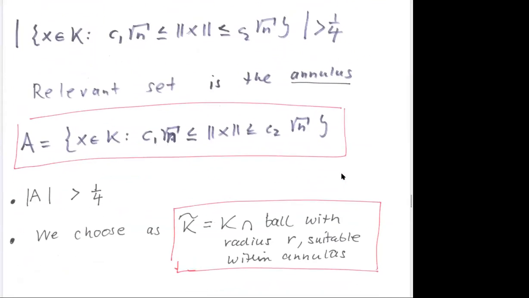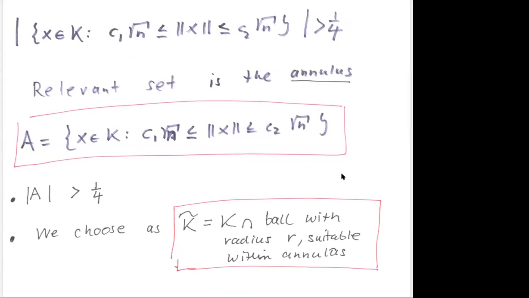Okay, so what we now do to get our estimate from below is that, remember, we still want to choose a K twiddle that is doing for us the job to get the estimate from below for our maximal affine surface area. What we'll now do is we choose as the K twiddle K intersected. We have to intersect with K because we want to stay inside the convex body K, and we intersect with a ball that has a radius R, where the R is chosen suitably within this annulus.